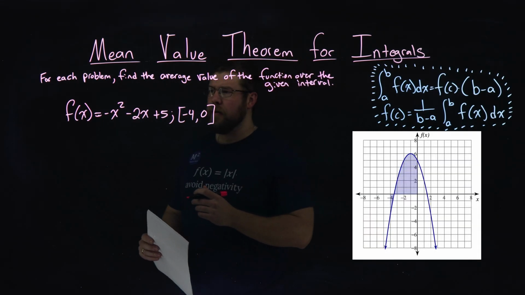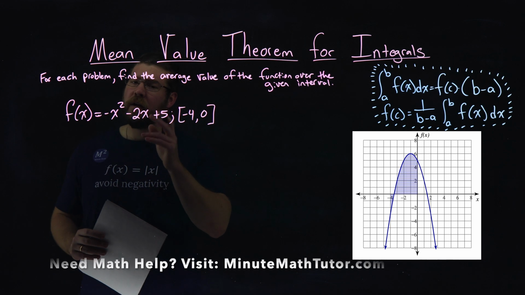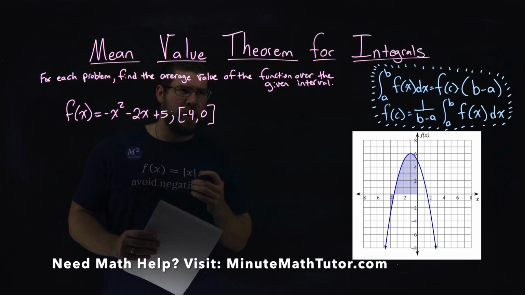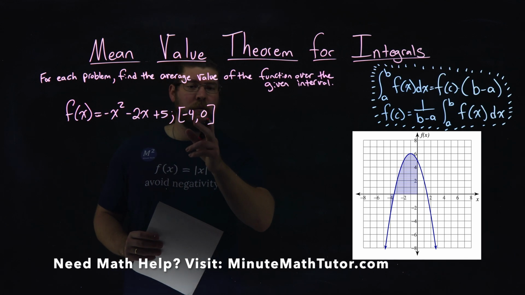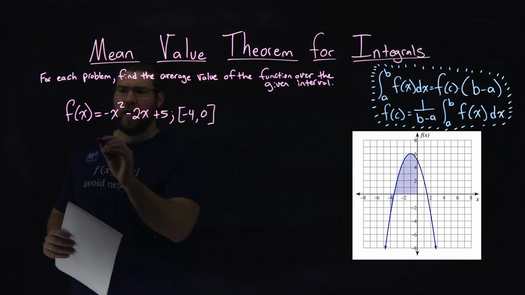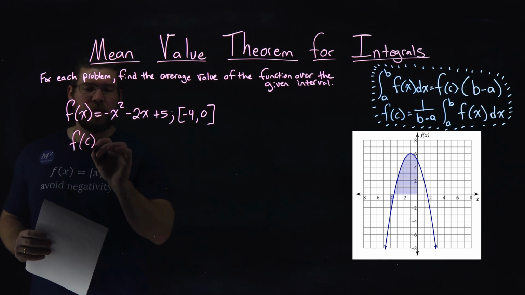We're given this problem right here. f of x equals negative x squared minus 2x plus 5, and we have to evaluate, or find, the average value of the function on the interval from negative 4 to 0. So we're going to use our formula here, f of c, the average.